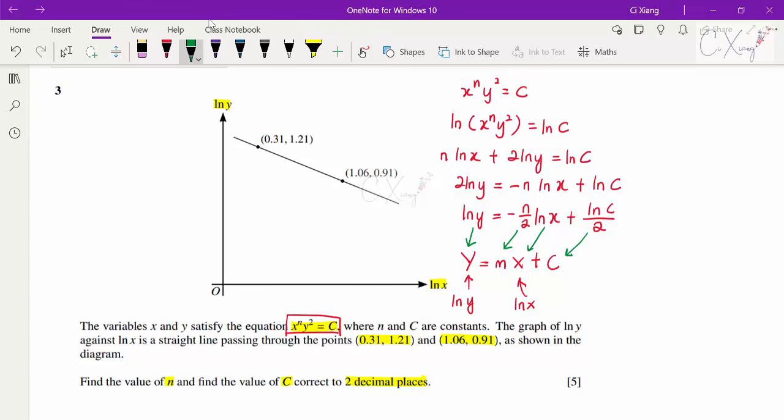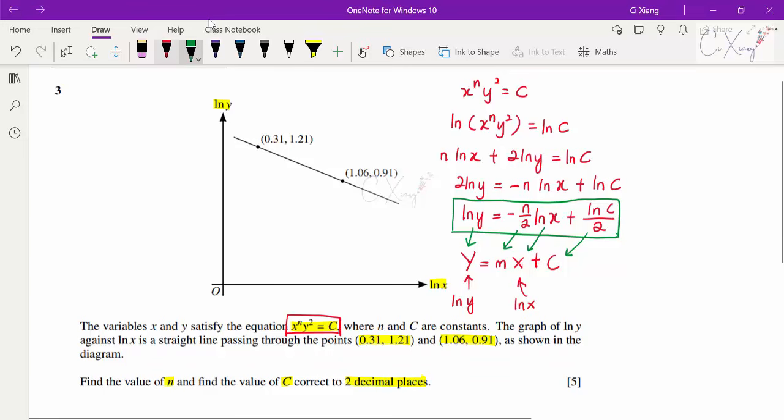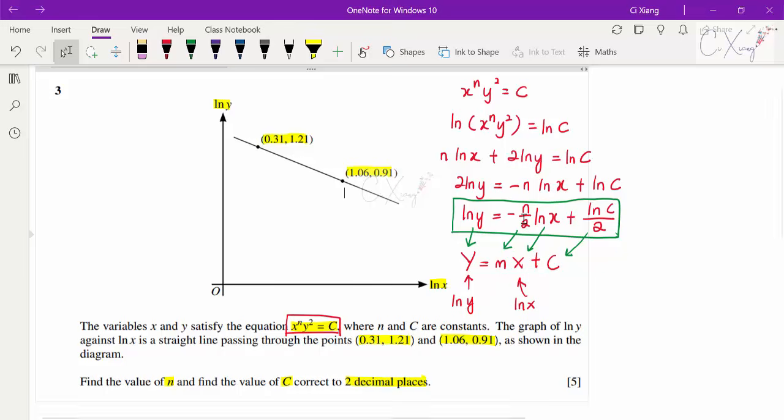Okay, this is actually a straight line equation. To find the value of n, the value of c, and so on, we have to use the information or the points given in the diagram, and substitute them into the equation that we have here to get the value of n and also the value of c.